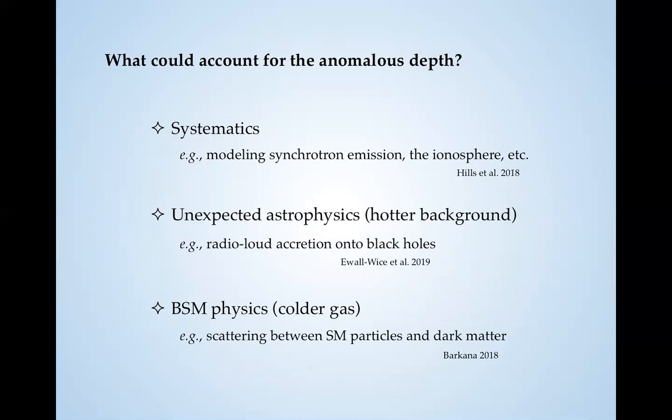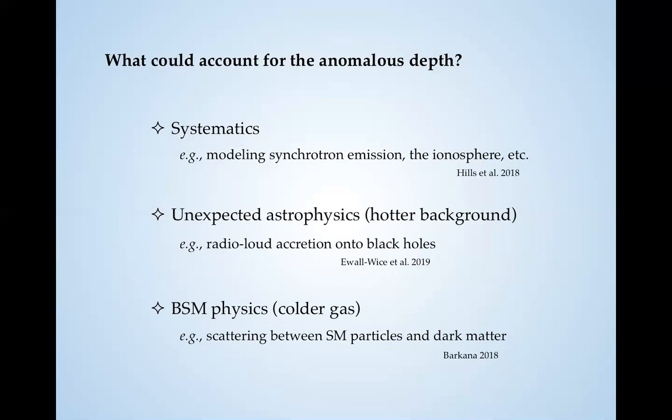I mean, first of all, it's a complicated experiment, and foregrounds have to be modeled and so on. So maybe systematics are an issue. There has been discussion about that. But for the purposes of this talk, let's just say we believe the signal that EDGES is reporting. Explanations then mainly fall into two categories. Either there's unexpected astrophysics that's making the background hotter, for example, accretion onto early black holes, or the particle physics that's making the gas colder, for example, scattering between standard model particles and dark matter.